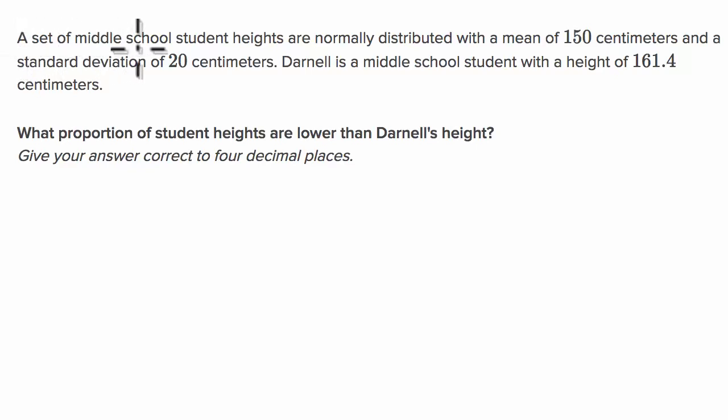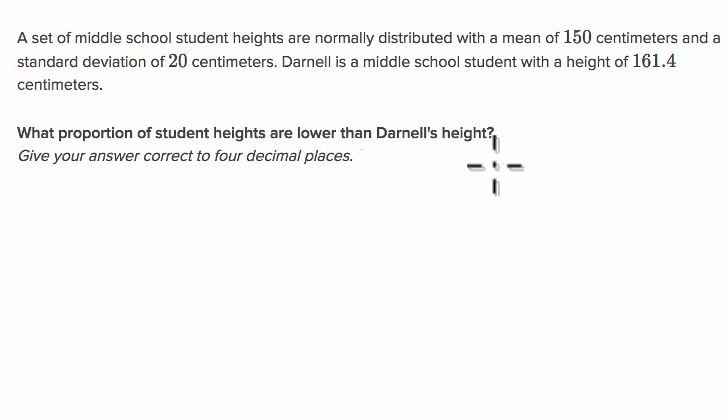A set of middle school students' heights are normally distributed with a mean of 150 centimeters and a standard deviation of 20 centimeters. Darnell is a middle school student with a height of 161.4 centimeters. What proportion of student heights are lower than Darnell's height? So let's think about what they are asking.